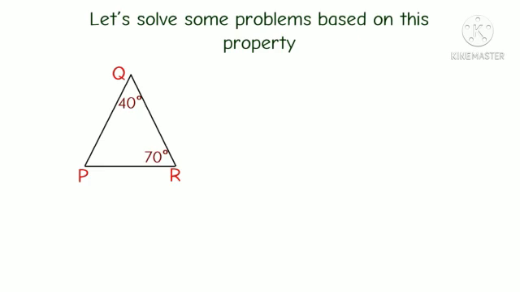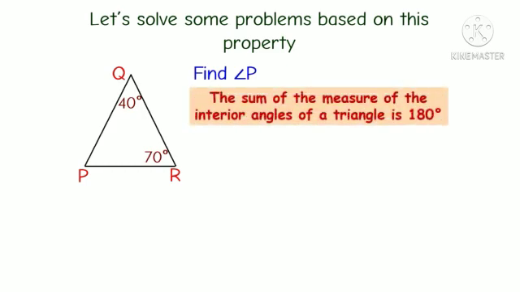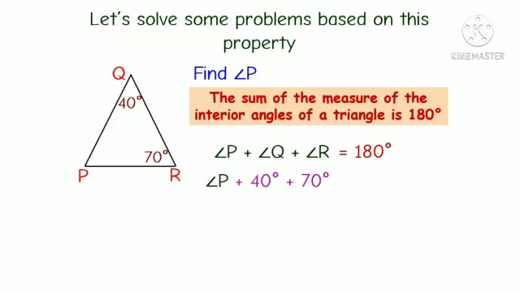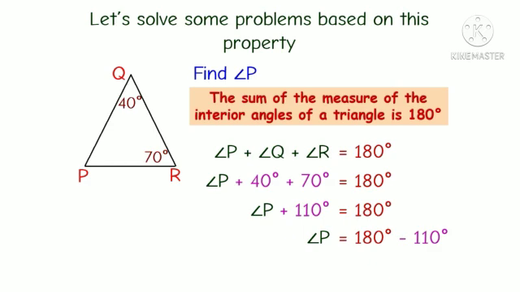Let us solve some problems based on this property. Find angle P. The sum of the measure of the interior angles of a triangle is 180 degrees. So, angle P plus angle Q plus angle R is equal to 180 degrees. So, angle P plus 40 degrees plus 70 degrees is equal to 180 degrees. Angle P plus 110 degrees is equal to 180 degrees. Therefore, angle P is equal to 180 degrees minus 110 degrees, which is equal to 70 degrees.